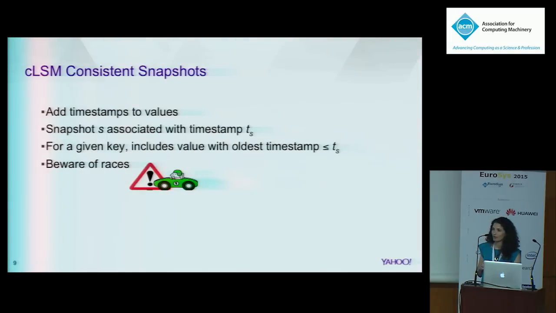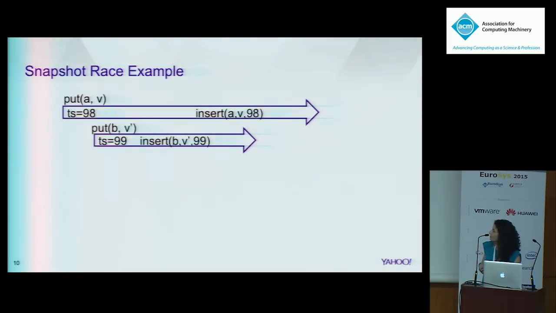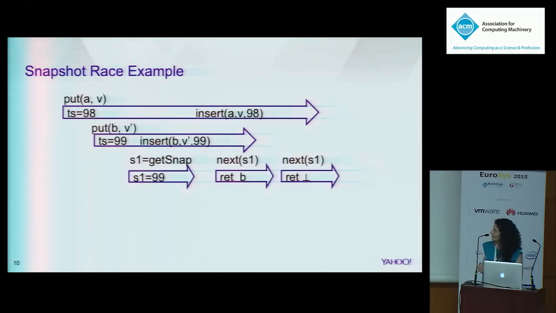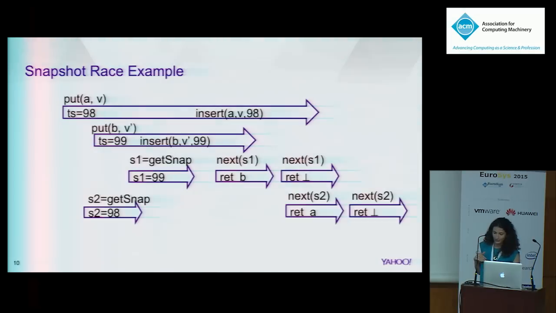But we need to be careful, because there can be races between the put operation that updates the clock and the scan operation that reads it. For example, consider two concurrent put operations. The first increases the timestamp to 98, and the second increases it to 99. And a snapshot operation acquires timestamp 99. Now it misses the value written by the first put, and it sees the value written by the second put. Whereas an earlier snapshot that acquired the timestamp 98 sees the value written by the first put operation, but it filters out the value written by the second operation. So this scenario violates serializability, because there is no consistent way we can serialize the two snapshots.